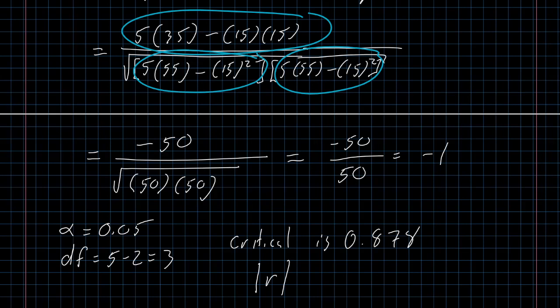I left this out of the first example because we had a positive linear relation and it didn't really make a difference. But when you have a negative linear relation like you have in this case, or a negative correlation of any sort, you have to take the absolute value of the R value in order to do this comparison. And the absolute value of negative 1 is positive 1, which is definitely bigger than 0.878.